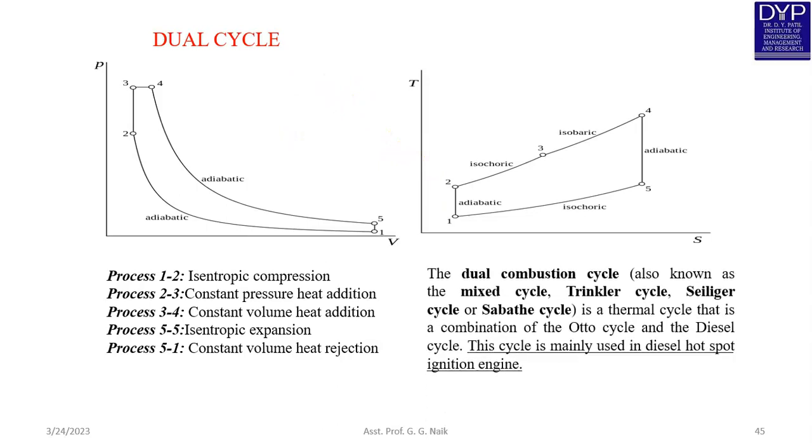Next, let us see what this dual cycle is and where it is used. The dual combustion cycle, also known as a mixed cycle, Trinkler cycle, Sabathe cycle, is a thermal cycle that is a combination of Otto and diesel cycle, as already discussed. This cycle is mainly used in diesel hot spot ignition engines. And how to calculate the efficiency? By using this formula we can calculate the efficiency.